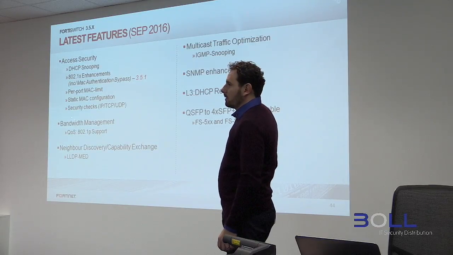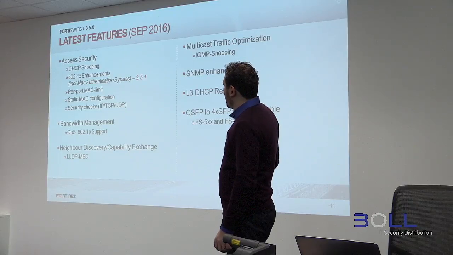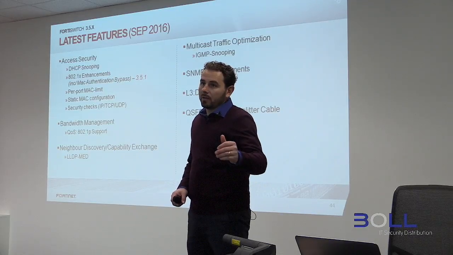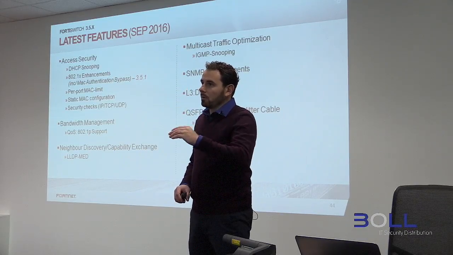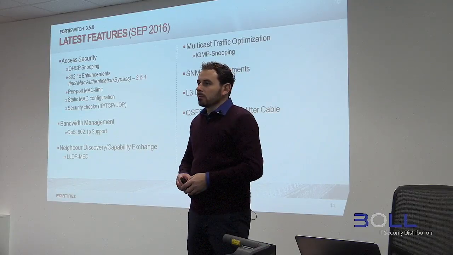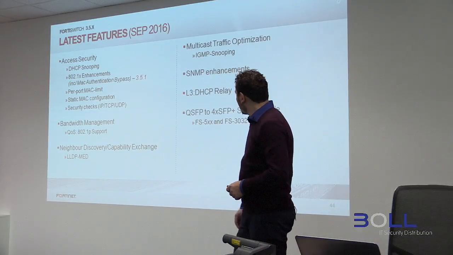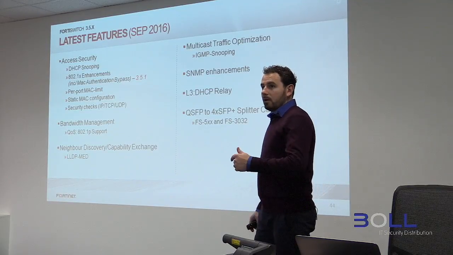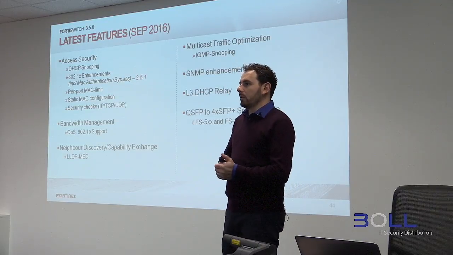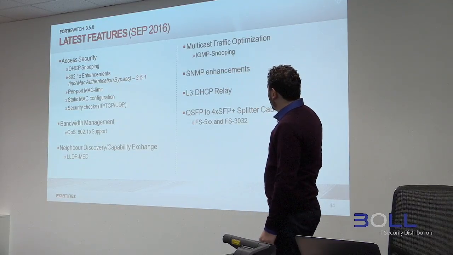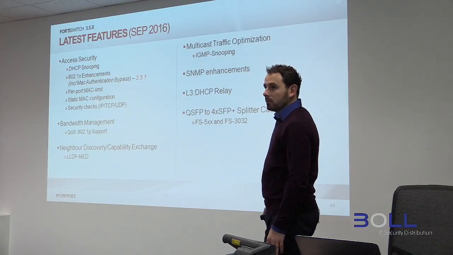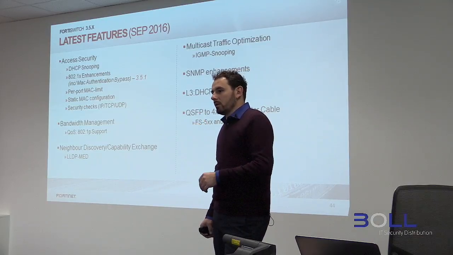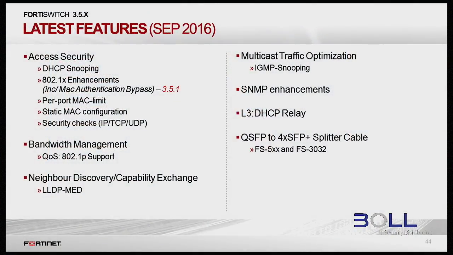And we have QoS implementation starting in 3.5.1 with .1p, so you can classify the packets and then put them in the right queues, with a total of 8 queues that can be configured. IGMP snooping, a very common feature, right? We need to have that. SNMP and DHCP relay also. With DHCP relay, the switch is really doing layer 3 relay to the DHCP server.